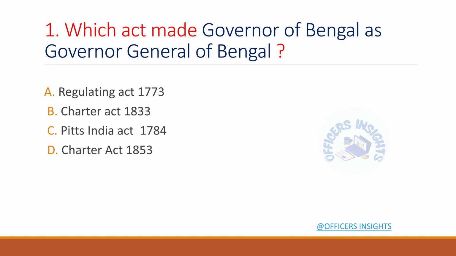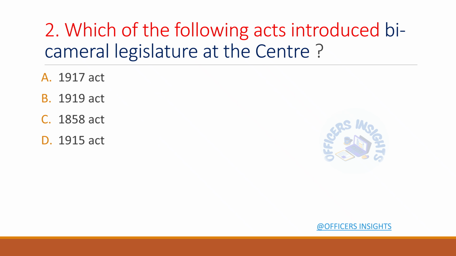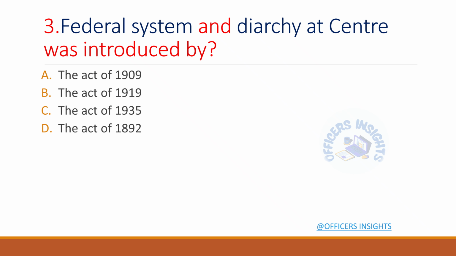Which act made Governor of Bengal as Governor General of Bengal? Correct answer is option A, Regulating Act 1773. Which of the following acts introduced bicameral legislature at the center? Correct answer is option B, 1919 Act. Federal system and diarchy at the center was introduced by. Correct answer is option C, the Act of 1935.